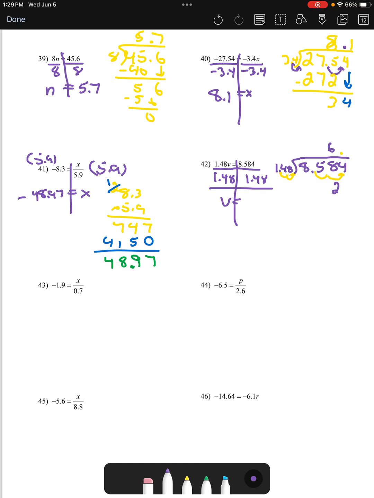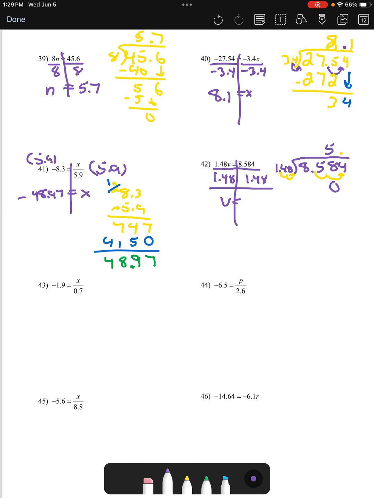6 times 8 is 48, holding on to the 4. 6 times 4 is 24, with that extra 4 is 28, now holding on to a 2. 6 times 1 is 6, with the extra 2 is 8. Oh, I'm too big. 882 is bigger than 858. Okay.